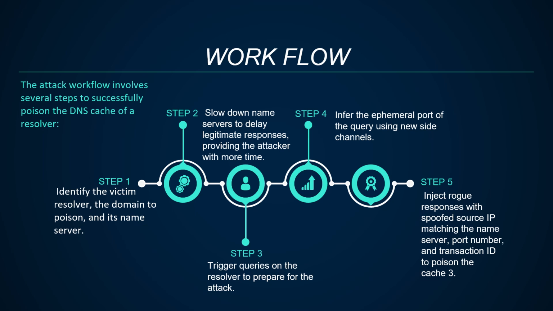Step 4. Using innovative side channels, the attacker infers the ephemeral port of the query, a crucial piece of information for the attack. Step 5. With all the preparation in place, the attacker injects rogue responses into the resolver, employing a spoofed source IP address matching the name server along with the matching port numbers and transaction IDs, effectively poisoning the cache.